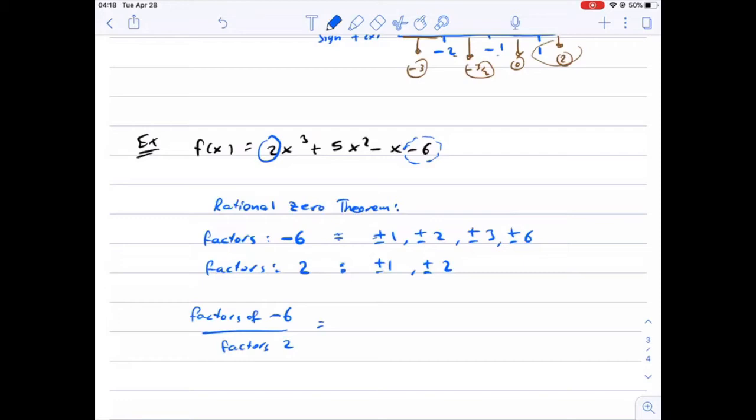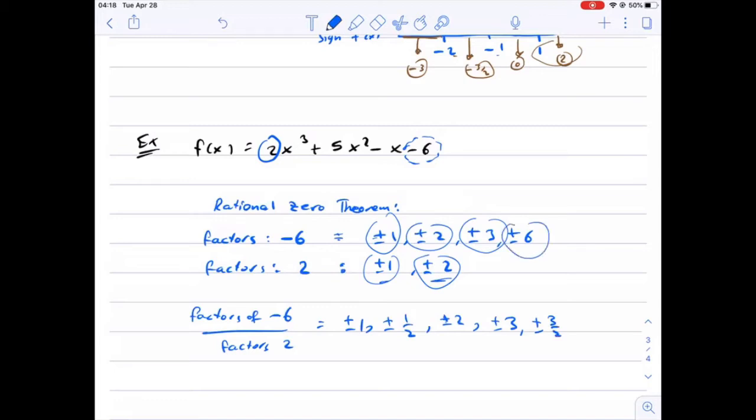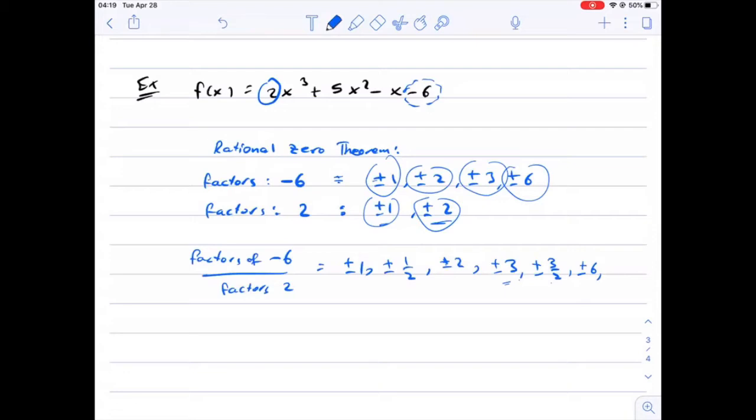This means we need to divide, for example, plus or minus 1 by plus or minus 1, and that's plus or minus 1. Plus or minus 1 divided by plus or minus 2 is plus or minus 1/2. For the second factor, plus or minus 2 divided by plus or minus 1 is plus or minus 2. Plus or minus 2 divided by plus or minus 2 is just plus or minus 1. Plus or minus 3 divided by plus or minus 1 is plus or minus 3, and divided by 2 is plus or minus 3/2. Plus or minus 6 divided by 1 is plus or minus 6, and divided by 2 is plus or minus 3, but we already have it here. So these are all possible zeros of the polynomial.